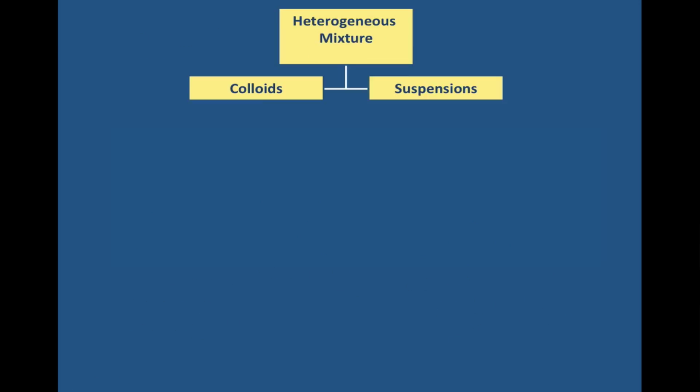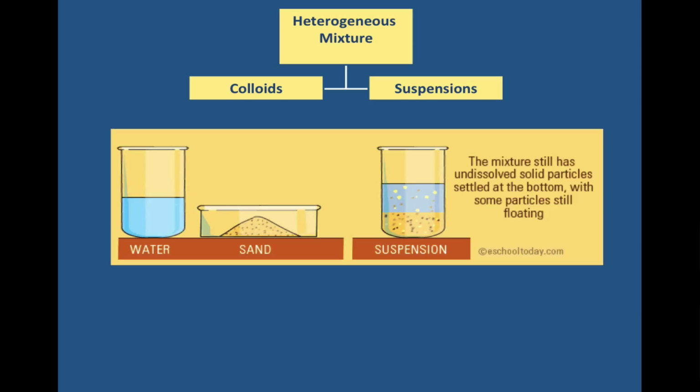Alright, next we're going to talk about heterogeneous mixtures, and we have suspensions and colloids. The first example we have here is that of a suspension with water and sand. So the mixture still has undissolved solid particles that will settle to the bottom. You can even have some that are floating. So the suspension has pretty large particles. It won't dissolve like that of the sugar in the solution, which we just looked at.